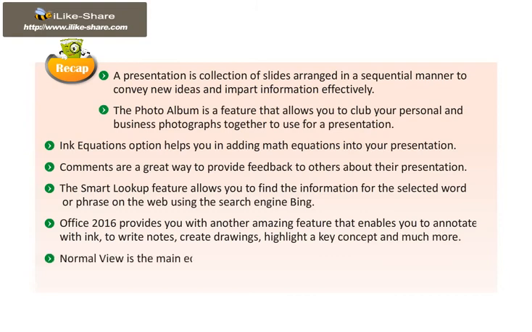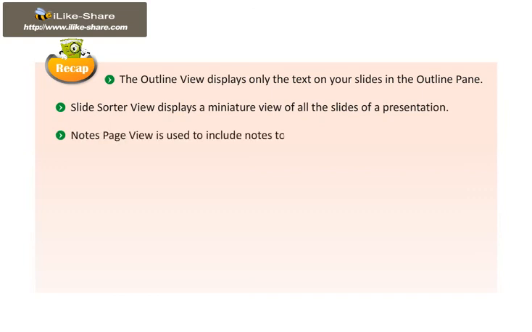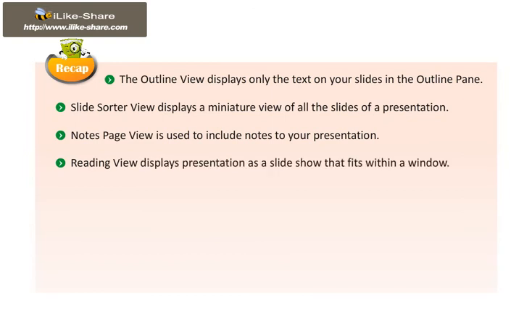Normal view is the main editing view which is used to write and design the presentation. The outline view displays only the text on your slides in the outline pane. Slide sorter view displays a miniature view of all the slides of a presentation. Notes page view is used to include notes to your presentation. Reading view displays presentation as a slideshow that fits within a window. Slideshow view displays all slides in a presentation one by one on the screen.